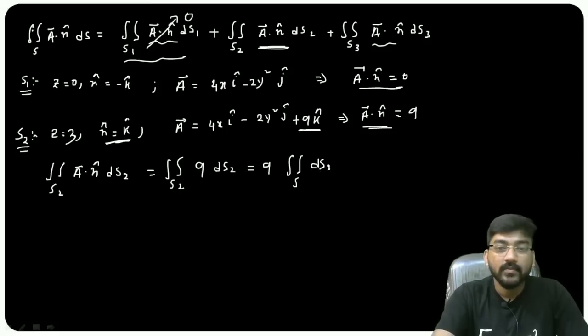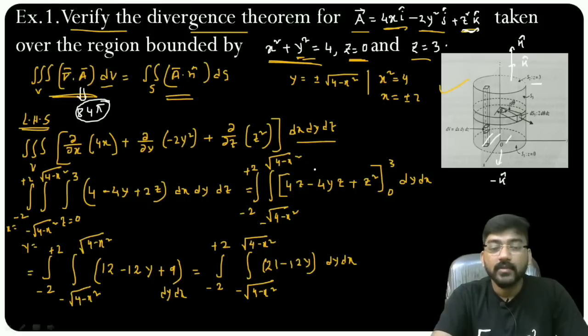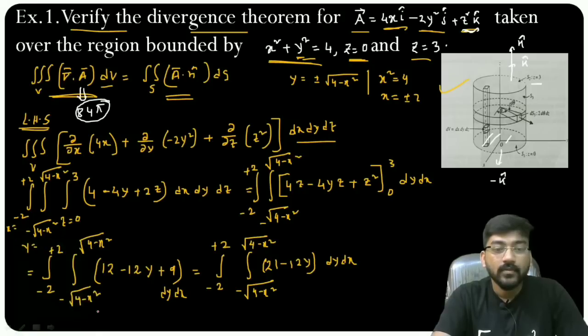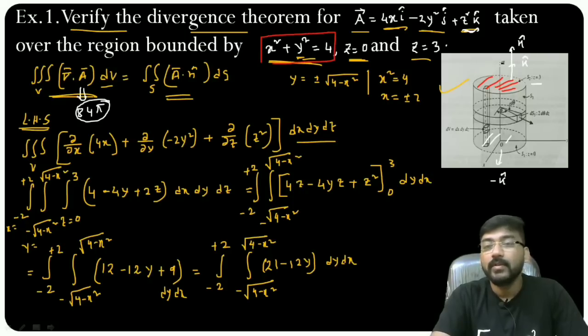So it will be 9 into the surface integration of ds2. Okay, and you can see here this surface, the equation of this surface is x square plus y square is equal to 4. That means this is a circle and the radius is 2. Okay, so if radius is 2, its radius square, that means a square is equal to 4.